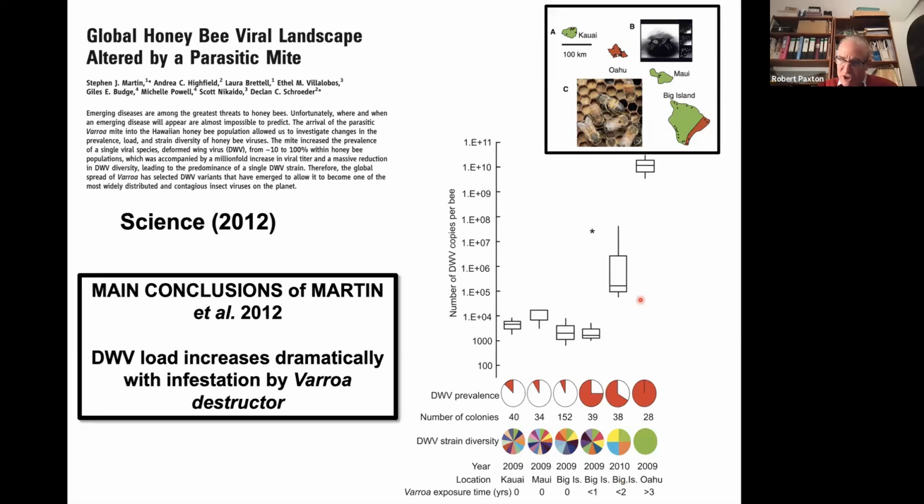And also, here's the viral titers. The viral titers shoot up. So there's 10 to the 10s, which is 10 billion virus particles in a bee when varroa mites are present, of deformed wing virus particles or virions, genome equivalents in a bee when varroa is present. So that's why we focus on deformed wing virus, because honeybees have got a lot of deformed wing virus in them as a consequence of being infected by varroa mites.